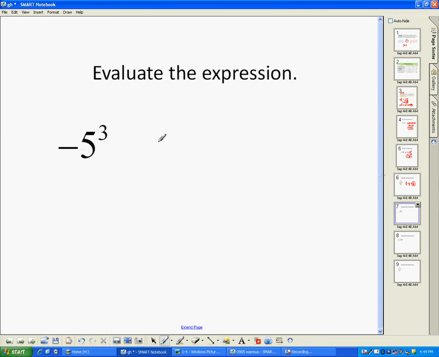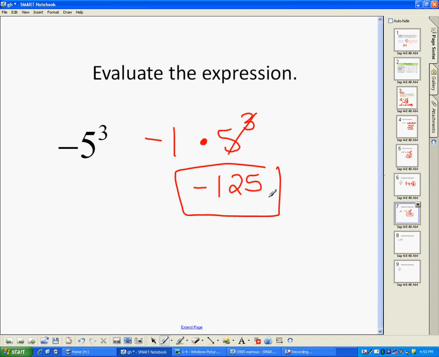Negative 5 cubed. Again, the base is 5 here. The base is not negative 5, so it's going to be like negative 1 times 5 cubed. 5 cubed means 5 times 5 times 5. 5 times 5 is 25. 25 times 5 is 125. Then I multiply it by the negative 1, and I end up with negative 125.